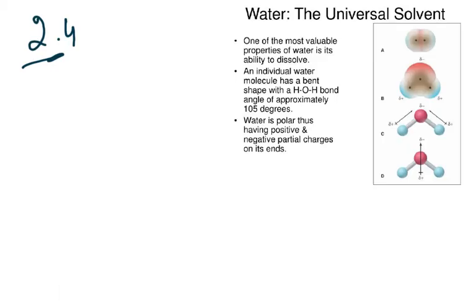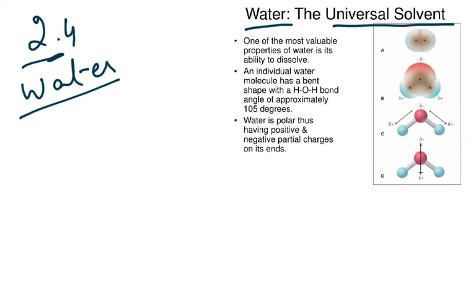Now we come to the same chapter, which is biological molecules. This 2.4 is about water. Now we have to know the structure of water and why it is a very good solvent, which is the ability to dissolve. Water is a universal solvent, and we have to understand why its structure is so important. Now, an individual water molecule is bent, and this angle is about 105 degrees, and that gives it charge. So we say water is a dipole. There is a partial positive charge and there is a partial negative charge.